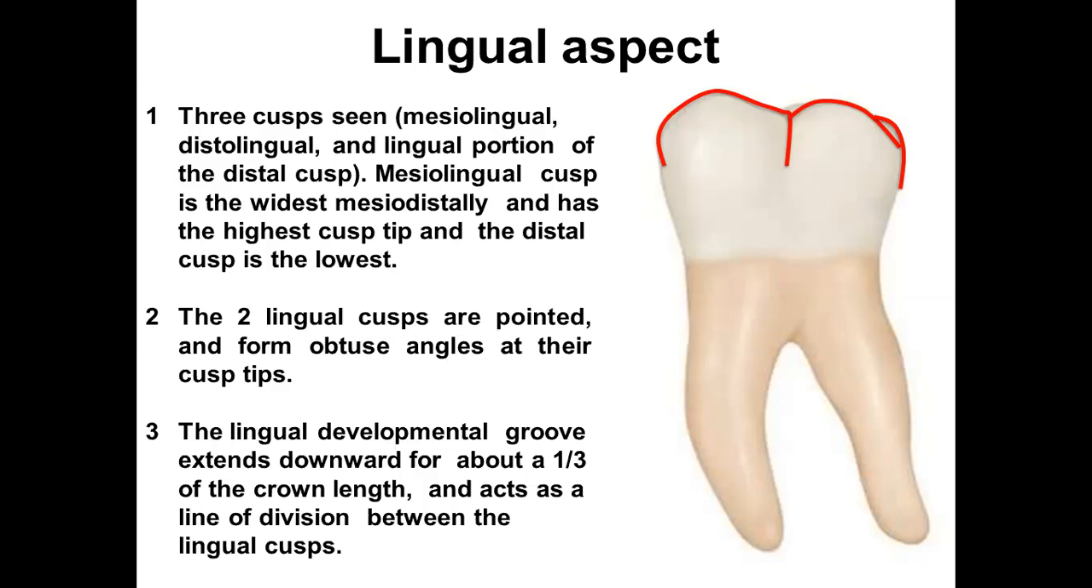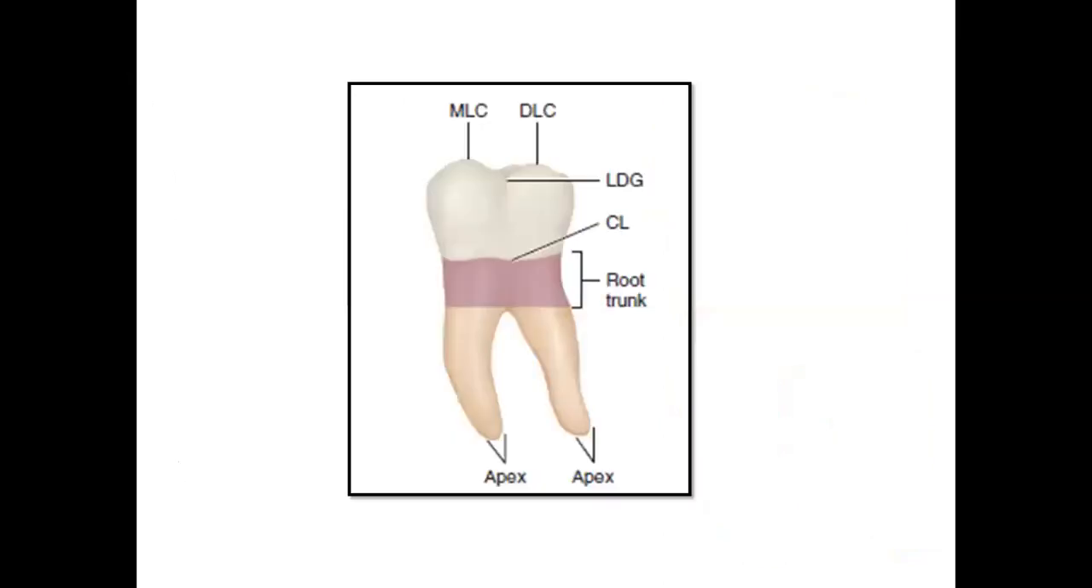Also, the two cusps which are seen on the lingual anatomy, that is the mesiolingual and the distolingual, are pointed and they form obtuse angle, whereas on the buccal aspect, the buccal cusps were flat occlusally. Also, there is a developmental groove which is seen on the lingual aspect, which extends downward and it separates the two lingual cusps, and it acts as a line of division between these two cusps. So from the lingual anatomy, we can appreciate mesiolingual cusp, distolingual cusp, the lingual developmental groove, the cervical line, root trunk, and the two roots, that is the mesial and the distal root.